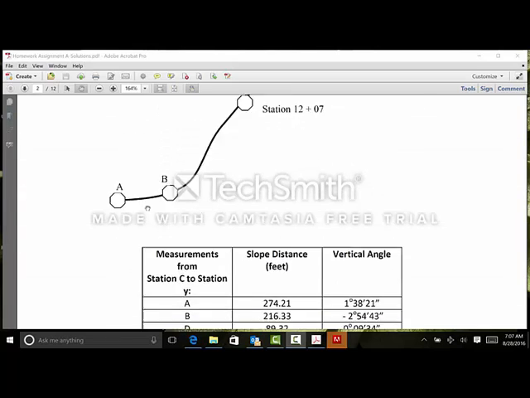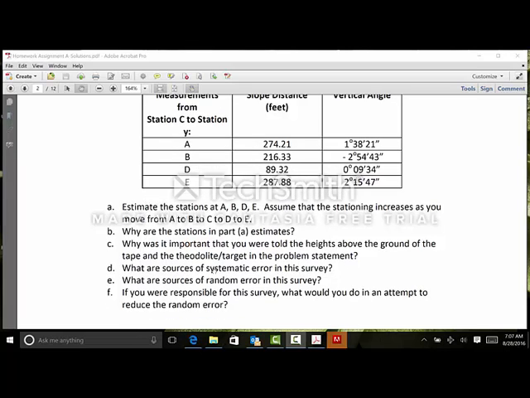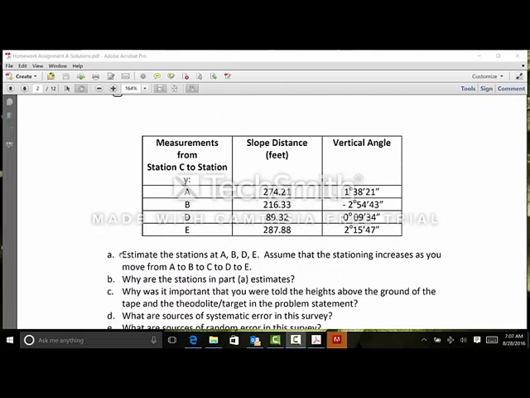Okay, and I will leave it to you to think a bit about systematic error and random error in this survey. Actually, D, E, and F are all things that are important to think about. We can talk about them in class a bit, but again, I wanted to give you a basic idea of what stationing was and an idea of how to calculate that.